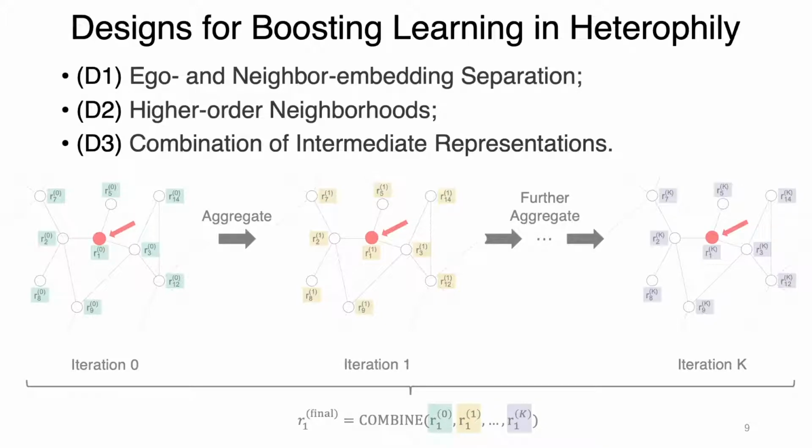By combining these identified designs, we introduce a GNN model named H2GCN, which we use as the base model to study the effectiveness of each design in different levels of homophily.